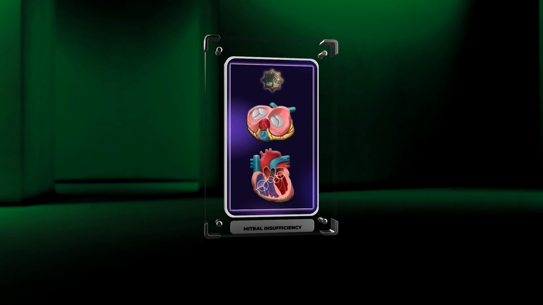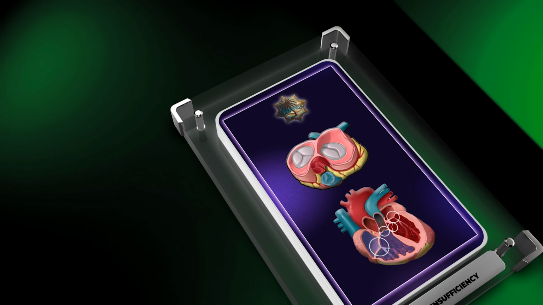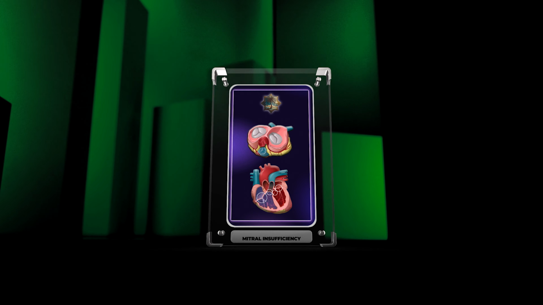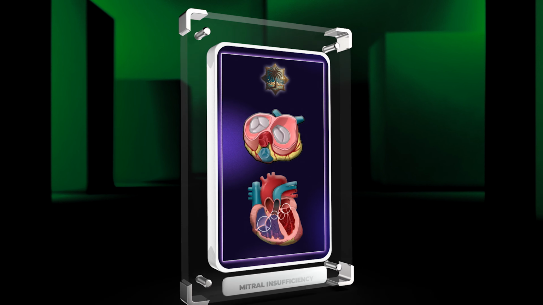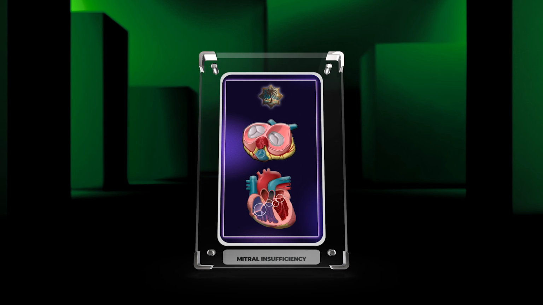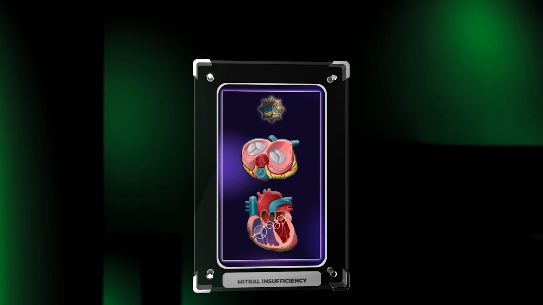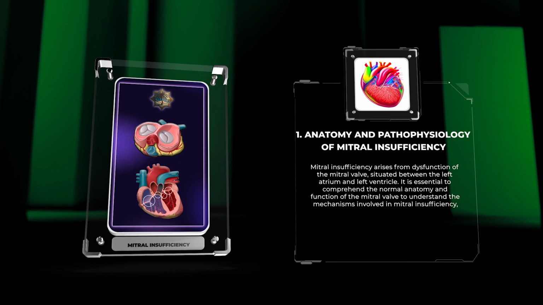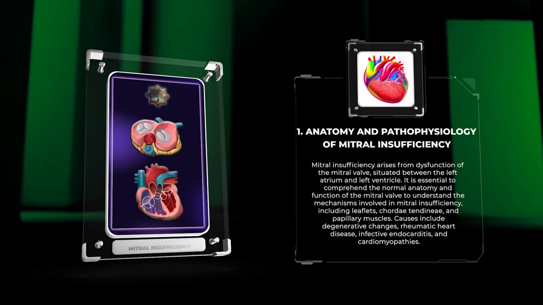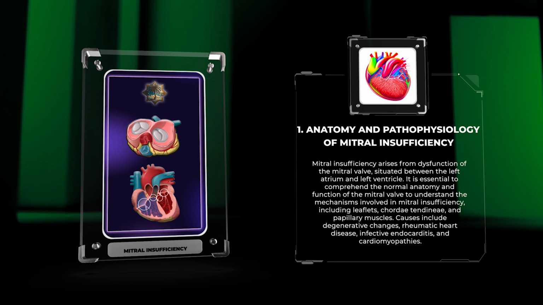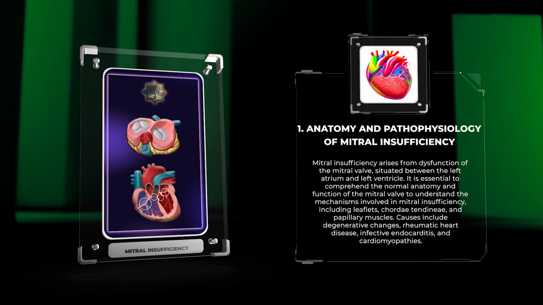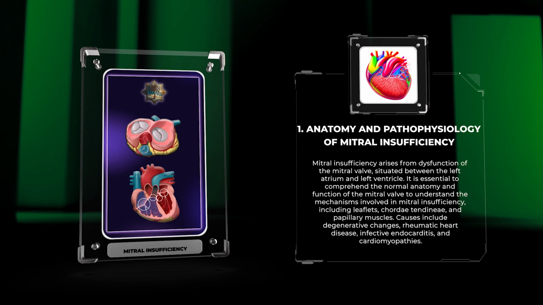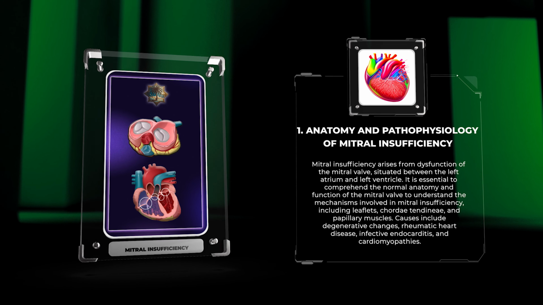Mitral insufficiency. Today, we will cover its anatomy, pathophysiology, and more. Let's begin our journey into the world of mitral insufficiency. Mitral insufficiency arises from dysfunction of the mitral valve, situated between the left atrium and left ventricle. It is essential to comprehend the normal anatomy and function of the mitral valve to understand the mechanisms involved in mitral insufficiency, including leaflets, chordae tendineae, and papillary muscles.